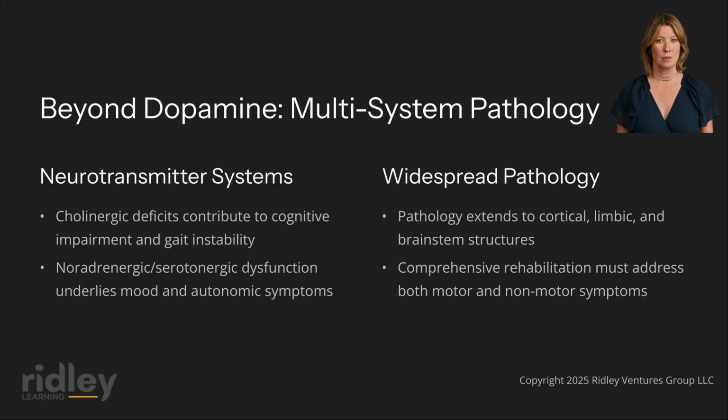Beyond dopaminergic pathways, Parkinson's disease affects multiple neurotransmitter systems and brain regions, contributing to the diverse non-motor manifestations that significantly impact function and quality of life. Cholinergic deficits contribute to cognitive impairment and gait instability, while noradrenergic and serotonergic dysfunction underlies mood disorders and autonomic symptoms. The widespread nature of Parkinson's disease pathology, extending beyond the basal ganglia to involve cortical, limbic, and brainstem structures, necessitates comprehensive rehabilitation approaches that address both motor and non-motor symptoms within an integrated treatment framework.